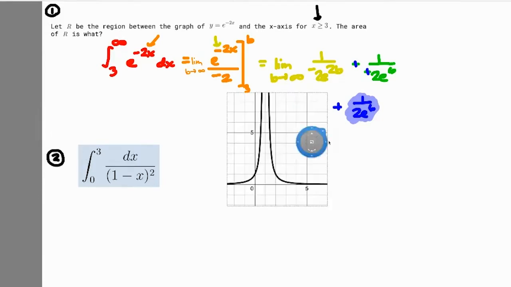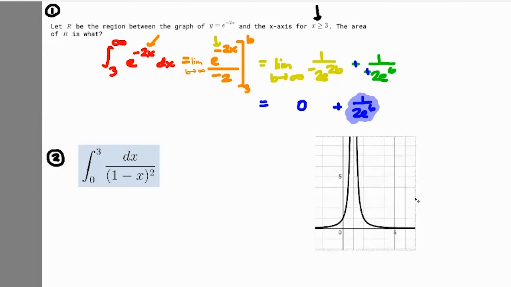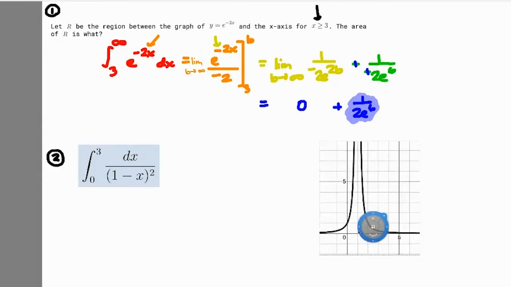So it looks something like this. Okay, so we're definitely going to infinity because at 1, here, let me use my highlighter here. At 1 right here, you can see that's where the vertical asymptote is.